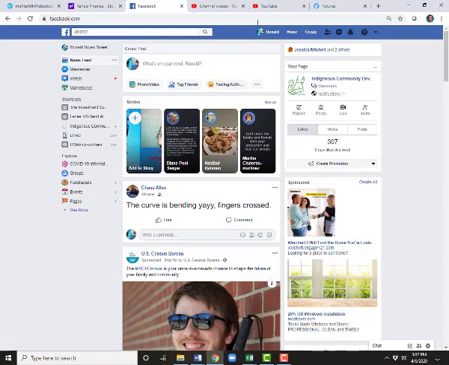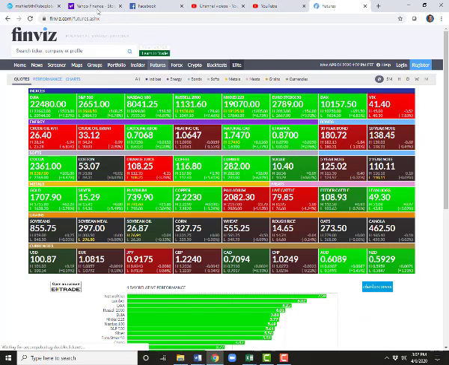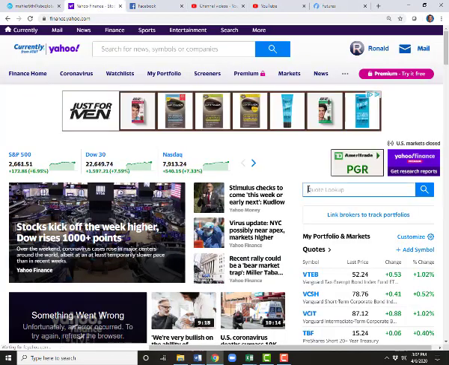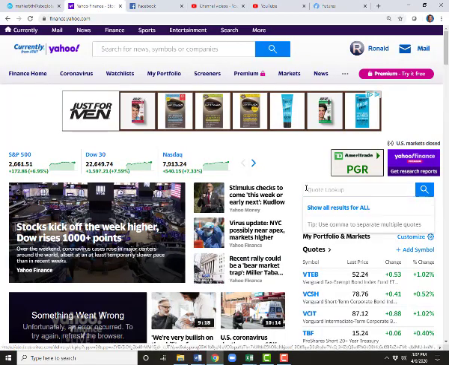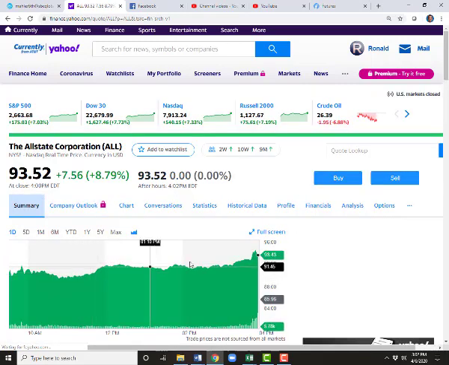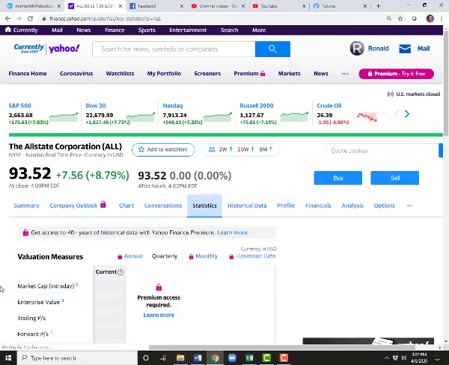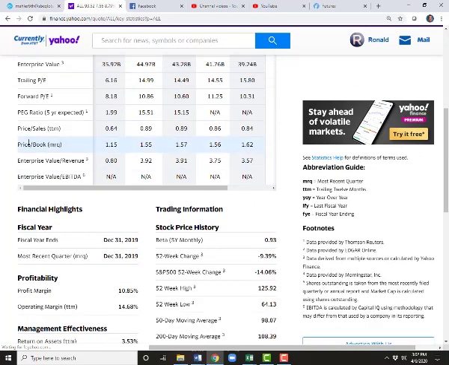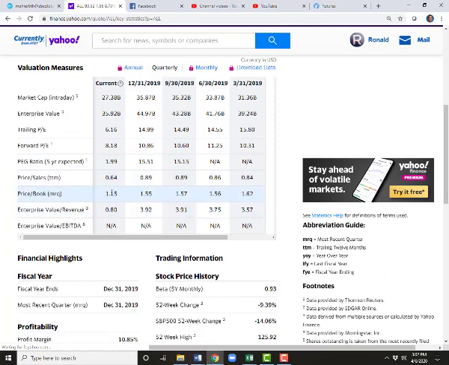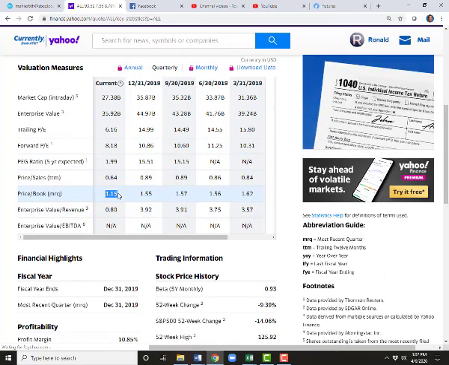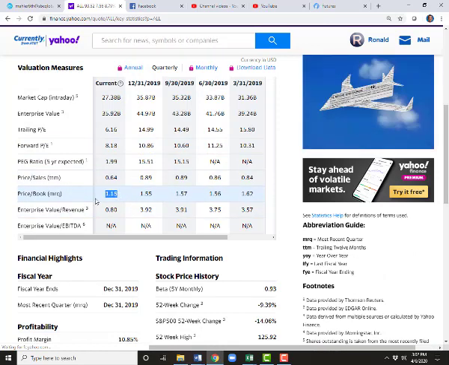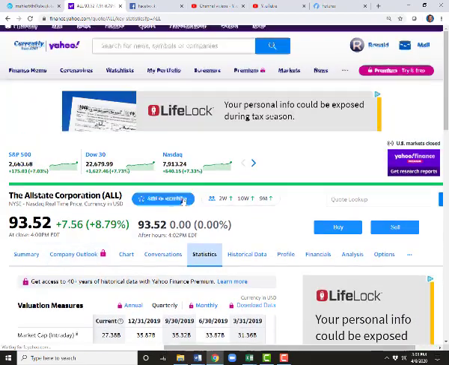If you look at the price to book for most companies, so let's look at Allstate. The stock market's up a bunch today. If you look at the statistics, the price to book for Allstate is 1.15. So there's not a big difference between using book value and market value right now. You get very similar answers.